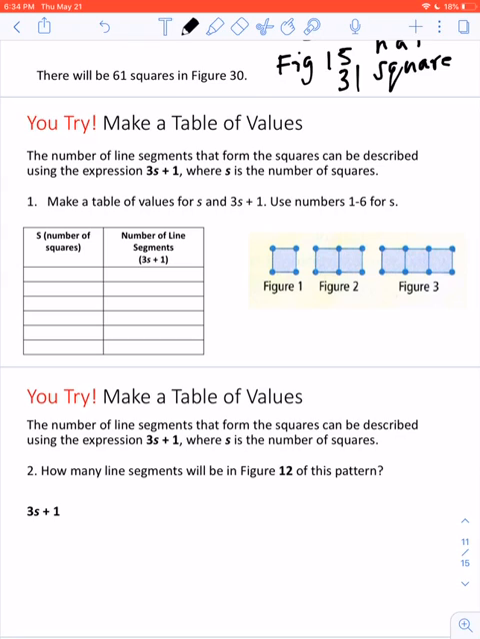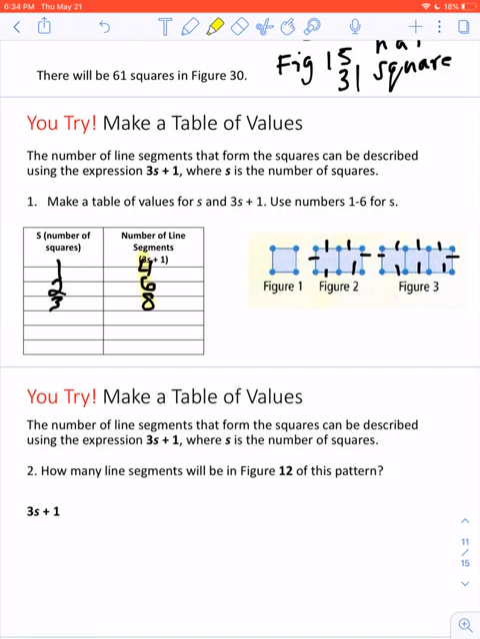All right, so hopefully you pause the video and you've given this a try. So my first figure is a number of squares. So in figure 1, there's 1 square. And the number of line segments is 4. In the second one, there are 1, 2, 3, 4, 5, 6 line segments. In the third one, there are 1, 2, 3, 4, 5, 6, 7, 8 line segments. I instantly see a pattern here, 4, 6, 8. It's going up by 2 each time.